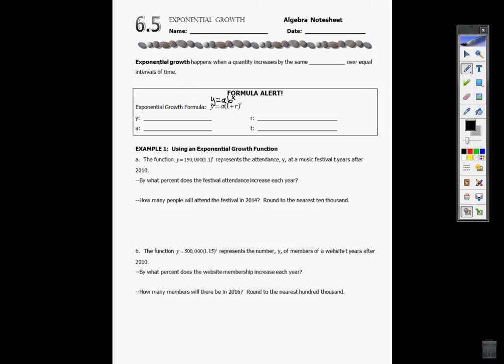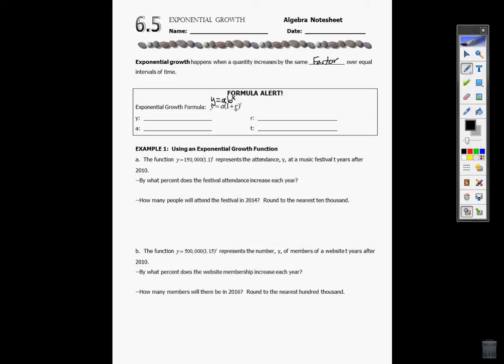Let's start by looking at what exponential growth is. Exponential growth happens when a quantity increases by the same factor over equal intervals of time. Basically, what it's saying is that a certain thing or event can be modeled exponentially if it's increasing by the same factor over time. So let's take a look at this formula now, and break down what each thing is going to mean for us when we're looking at these situations.